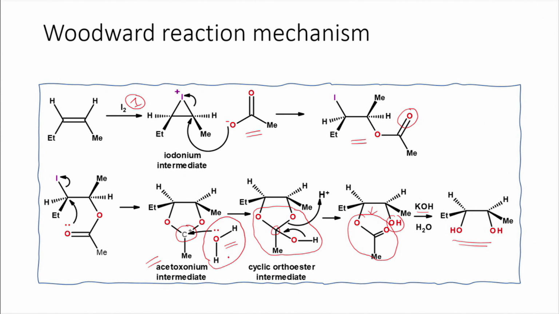But in the case of the Woodward reaction, this particular water molecule is the nucleophile which attacks the acetoxonium ion from the same side. So, that is the reason the addition of water actually changes the course of the reaction, and we end up with the cis diol formation.